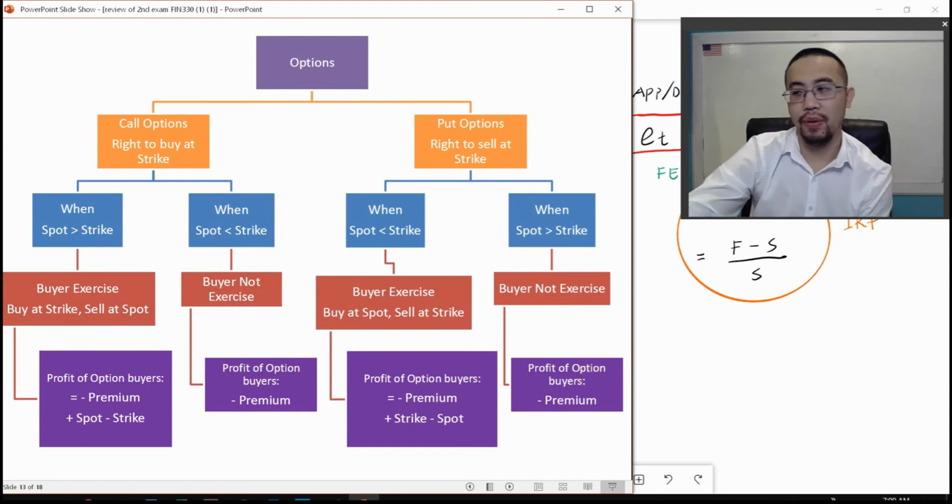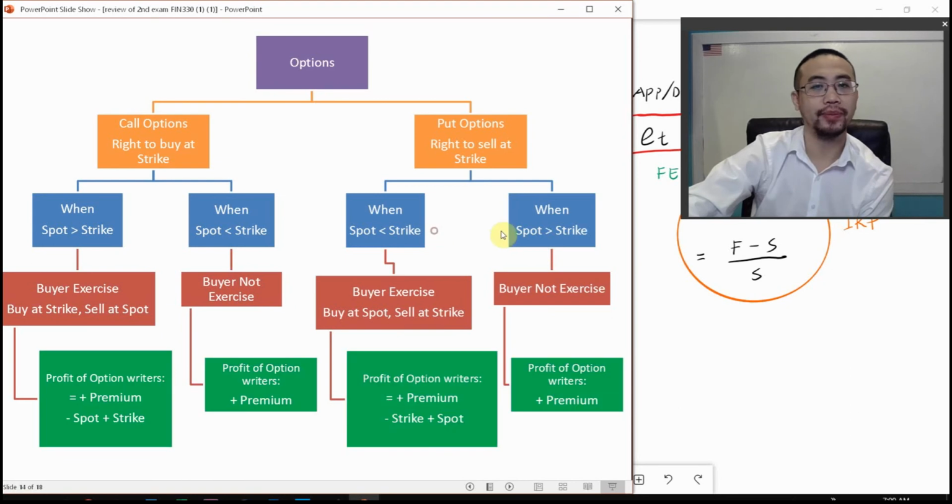Well, what happens if you exercise the put option when it's out of the money? You just ask for additional losses in addition to the premium you paid. All right, and as a rational trader, you don't want to do it. Okay, when the option is out of the money, you don't exercise the option.